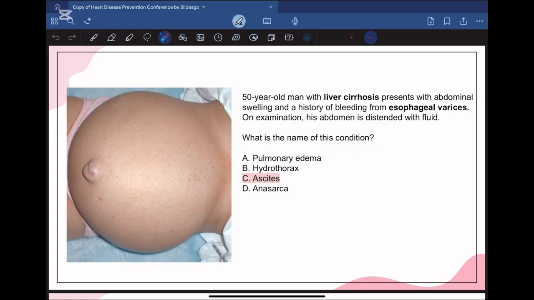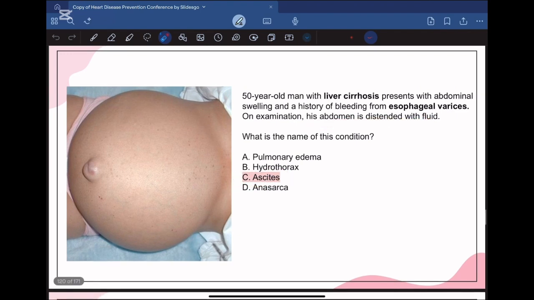Okay, so basically what's the name of this condition? As we said, in each different location edema happens, it has a different name. For example, pulmonary edema, from the name, usually this edema happens in the lung. If it's hydrothorax, this edema happens in the pleural cavity. Ascites is basically when the abdomen is distended, it happens in the peritoneal cavity. Okay, anasarca is generalized everywhere.